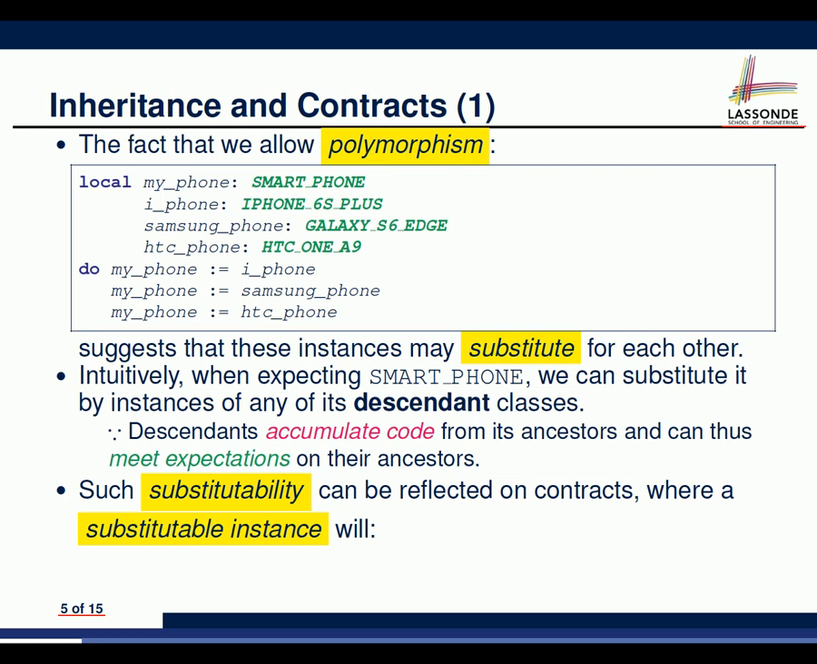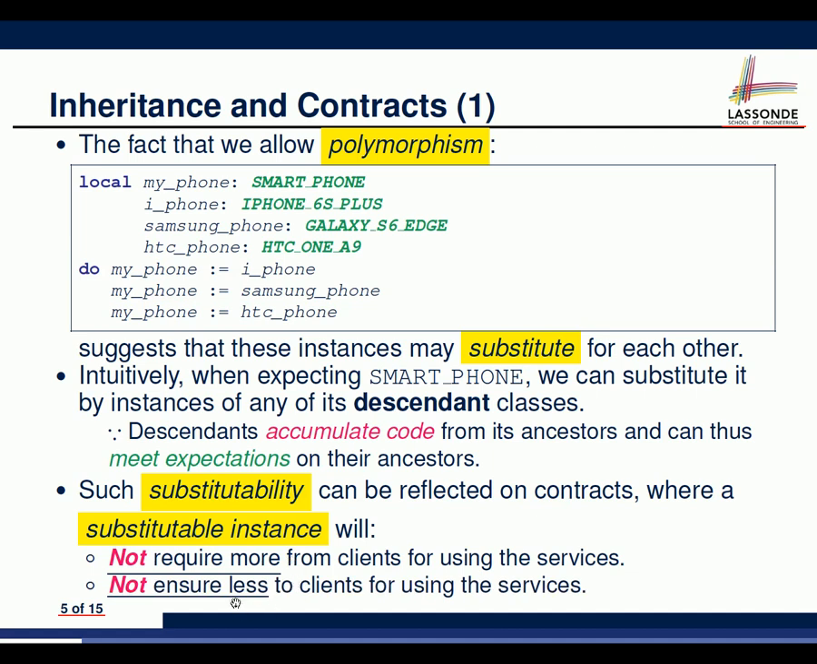When we talk about substitutability, first of all, you want to make sure that any descendant classes you're trying to define should not require more. Okay? And they should not ensure less. That's the principle. But let's try to get some intuition over here.